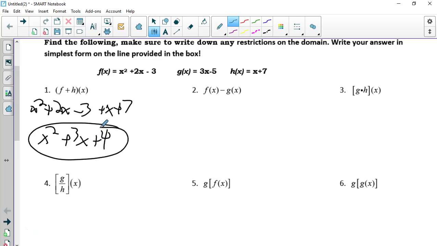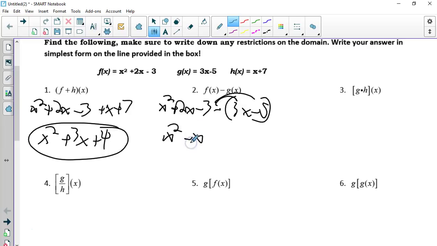F of x again. So x squared plus 2x minus 3 minus. But remember, when we plug g in, we got to put it in parentheses so that we can distribute the negative to both places. So it's still going to be x squared, there's no other squares, but it's going to be 2x minus 3x. And the important part here is the minus 3 plus 5, which is going to be plus 2.